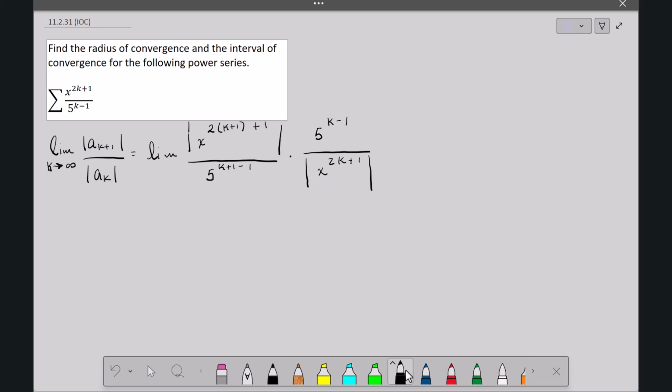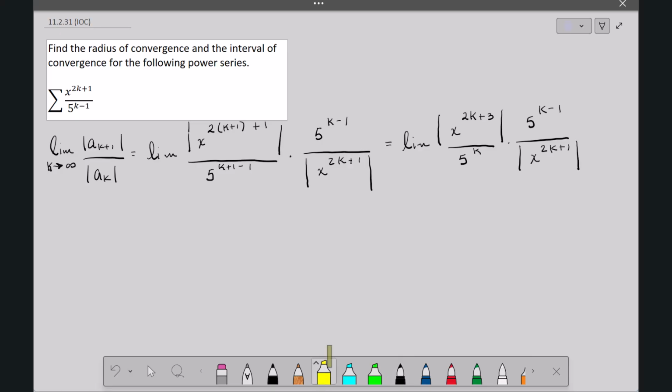Now we need to go ahead and simplify. Let's first do some simplification in these exponents, and then we'll do some more simplification. So that's going to be 2k plus 2, and if we add 1 to that, we get 2k plus 3. And then down here, we'll have 5 to the k. This numerator exponent can't simplify at all, nor can this exponent. So we're good to go now.